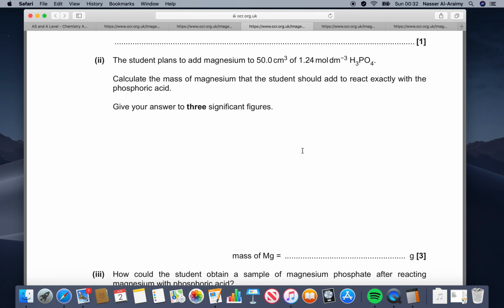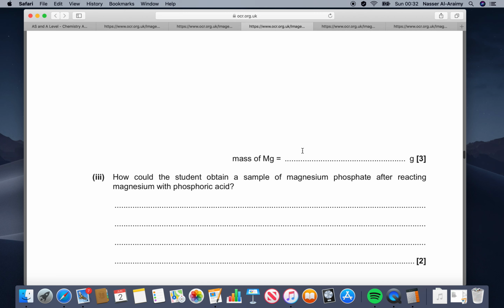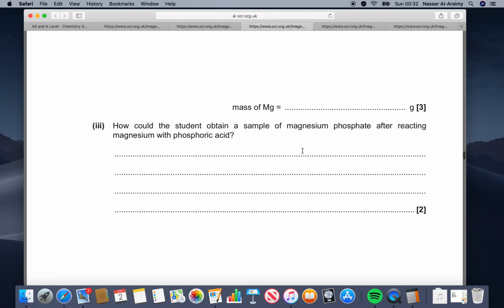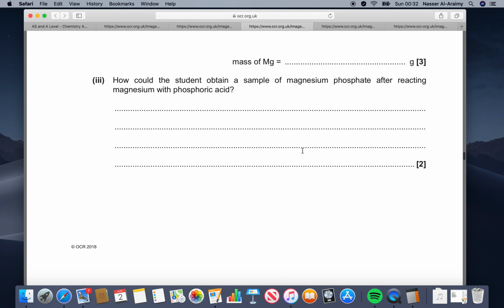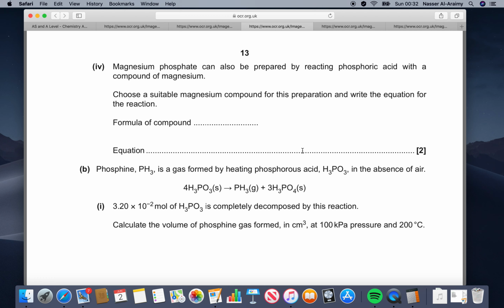And I do have a video of that up on this channel, so I'm not going to go through that. Please do familiarize yourself with that. How could the student obtain a mass of potassium phosphate after? Yep. So again, what's this? Some more preparation questions.